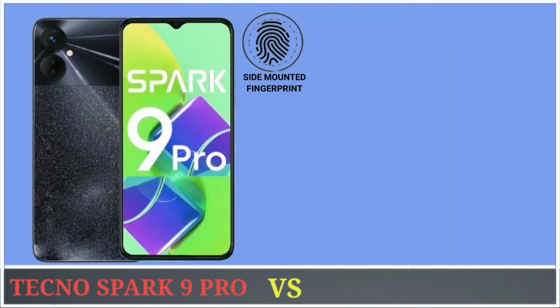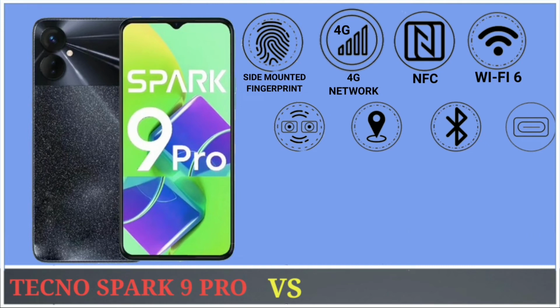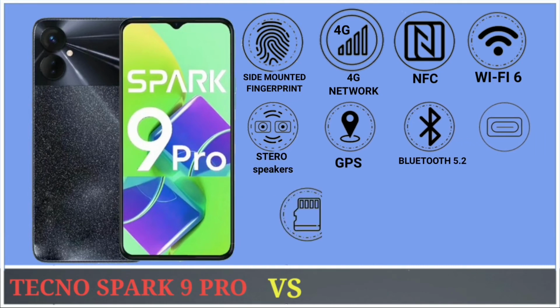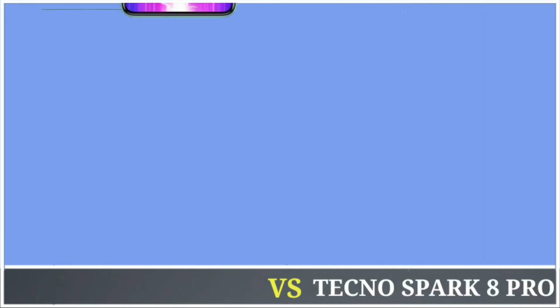Let's talk about both phones' connectivity. Start with Tecno Spark 9 Pro. It supports side-mounted fingerprint. It also supports 4G network, NFC, Wi-Fi 5, stereo speaker, GPS, Bluetooth 5.1, USB Type-C, UFS 2.1 and 90Hz high refresh rate.